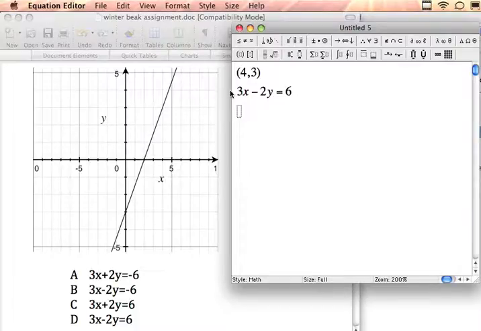So, again, let's replace x with 4, and let's replace y with 3. 3 times 4 is 12, and negative 2 times 3 is negative 6. And I think it's going to work, because 12 minus 6 is 6. So, I have the same number on both sides. This substitution is going to work, and I believe D is my answer.